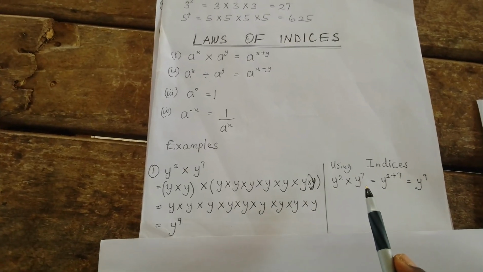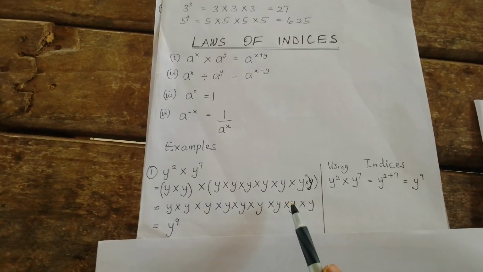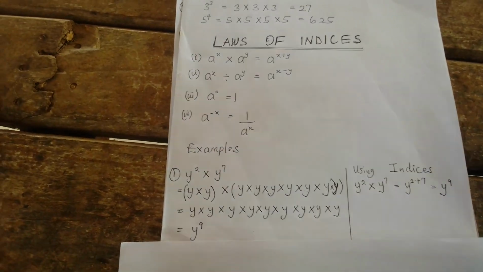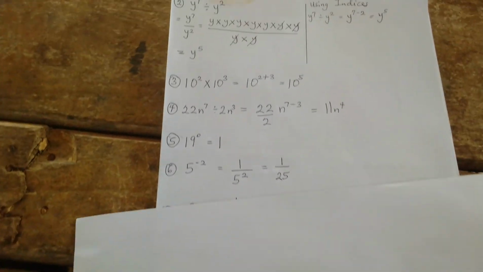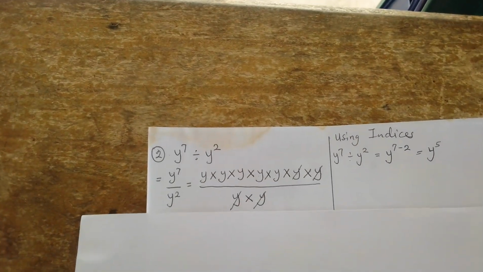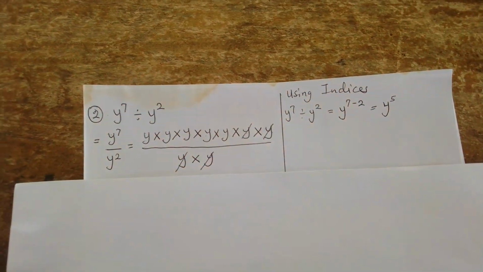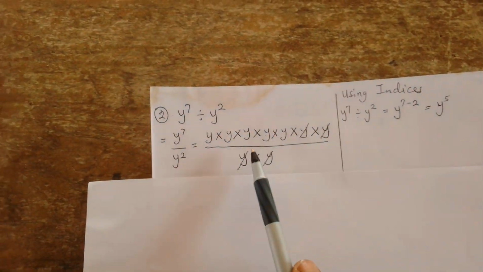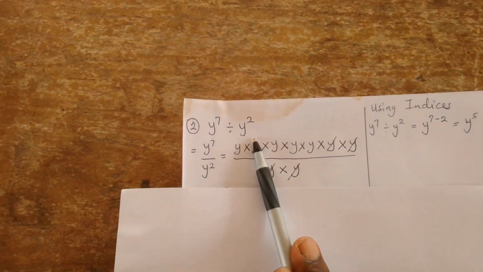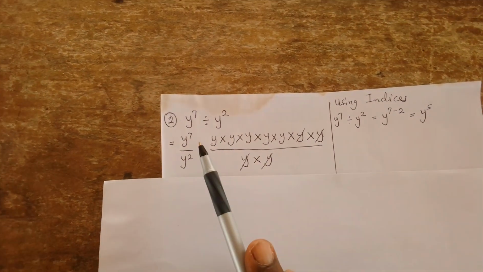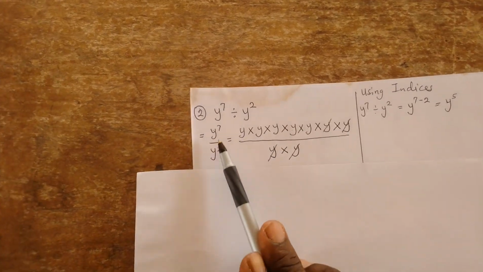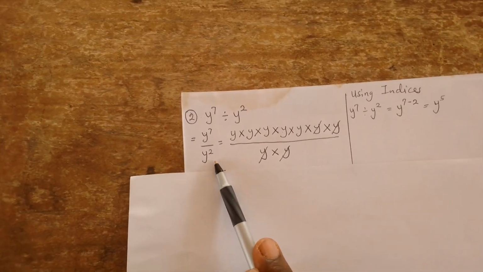So this is the reason why we apply indices, to make the calculations in mathematics easier and faster. Let's look at this other example. Now you are having y raised power 7 divided by y raised power 2. It can still be written as y raised power 7 over y raised power 2.